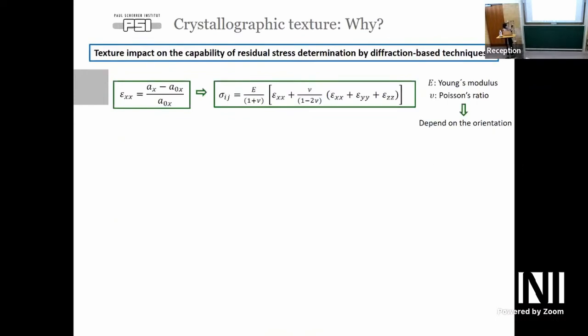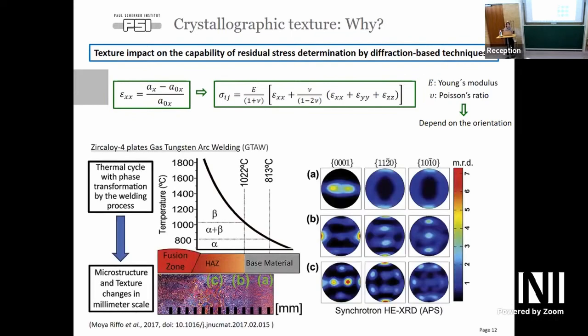Another thing which is also important, and this is also linked to Chris' talk, is how texture impacts the capability of actually defining residual stresses. When we perform measurements, we measure the strain, and if we want to go from strain to stress, we need to know the Young modulus or the Poisson ratio, for example, and these two magnitudes depend on the orientation. So it's hard to say, for example, in complex materials such as welds, where the texture and the microstructure change a lot across the sample, how even the texture can you see here, A, B, C.